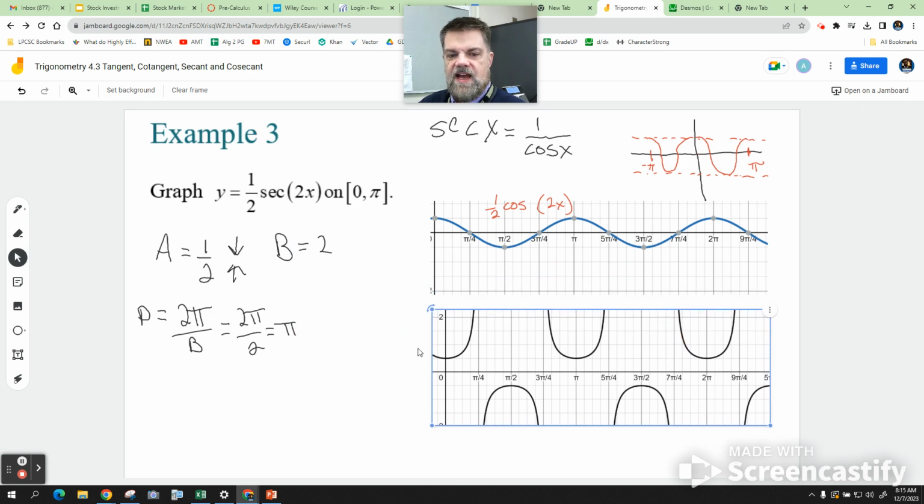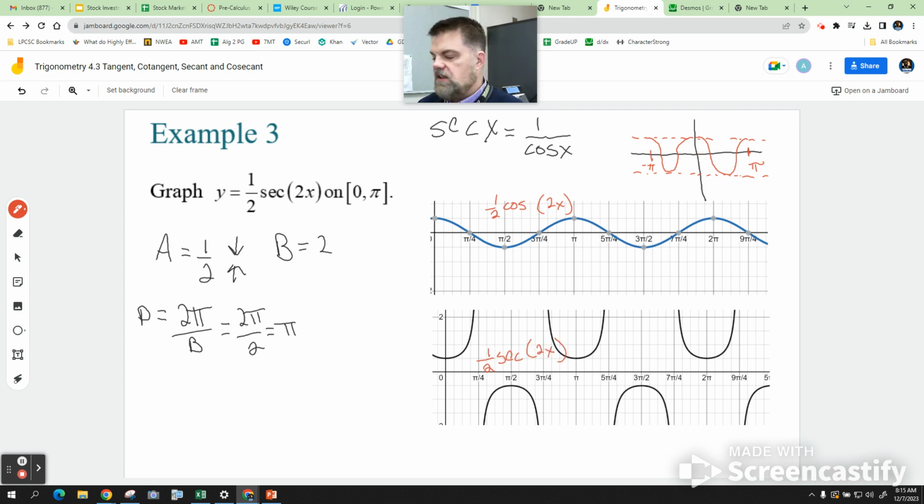So you could see that, and let me write this in. This would be 1/2 secant of 2x. And we're almost done. I'm going to get to example number 4, and then we'll call it quits. So that's how you would graph that.